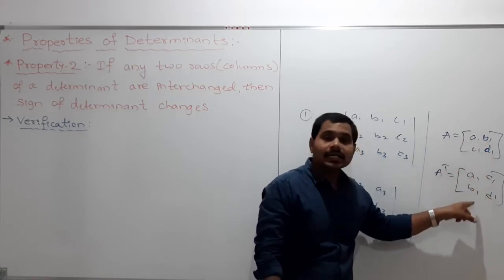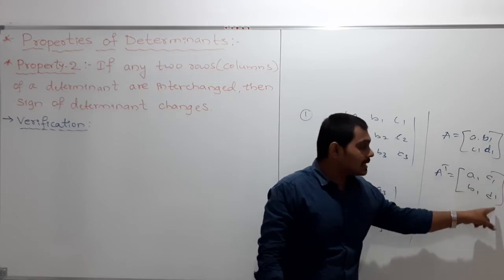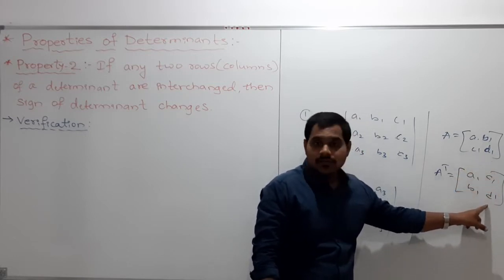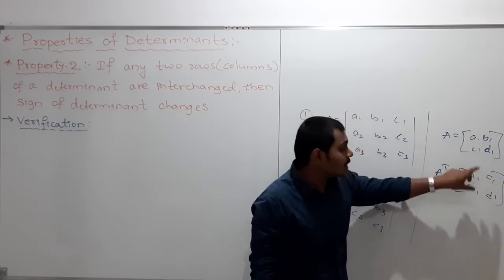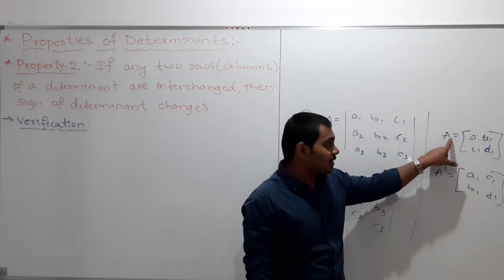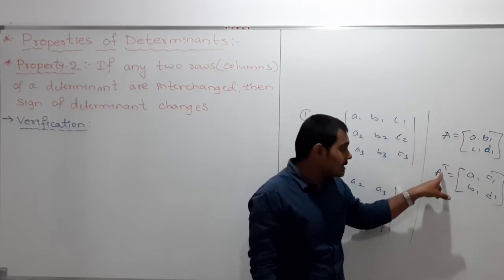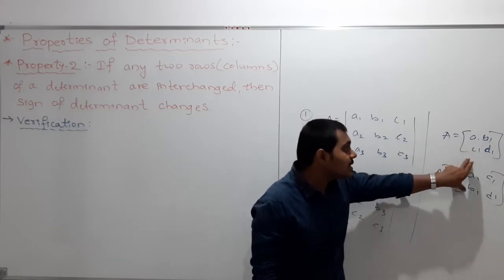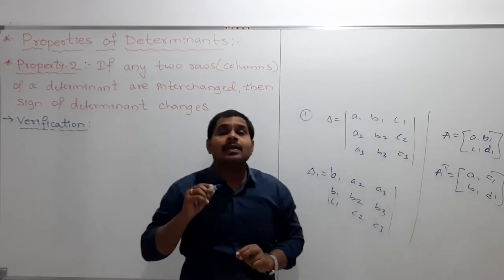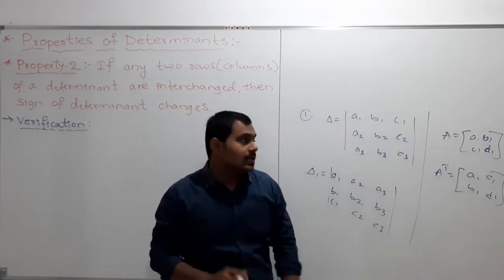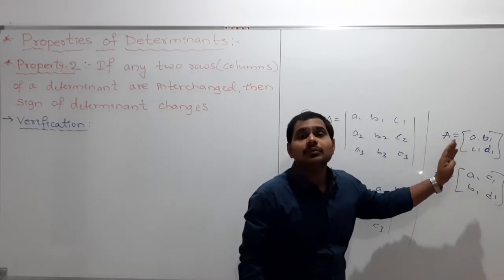So this first row I am writing as a column, the second row I am writing as a column. If I write like this, then we can call it the transpose of A, the given matrix A, and it is denoted by A transpose. This concept we discussed in the matrices topic. Clear? So this is the concept of the transpose of a matrix.